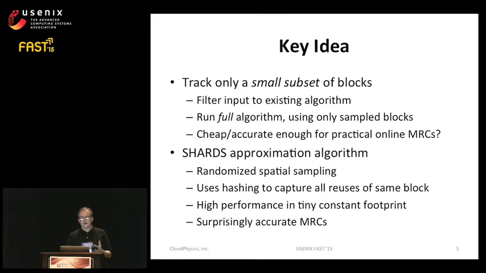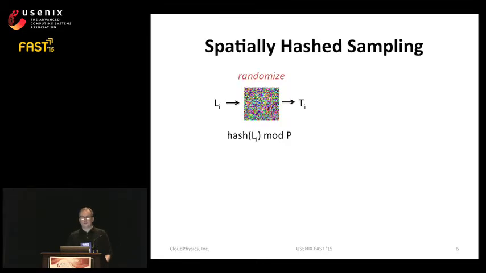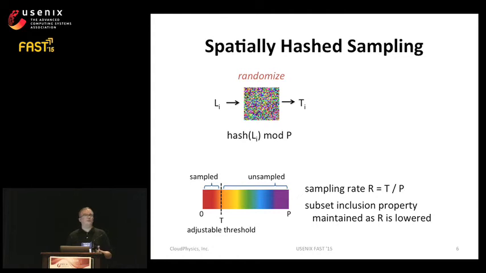Let's dive in and now take a look at how SHARDS works in a bit more detail. With hash-based spatial sampling, we use a hash function to take a reference to a location L, such as a logical block number, and map it to a hash value T sub I that's uniformly distributed over the range 0 to P, depicted here roughly as painting each location with a random color. Now let's look at the hash value space. A threshold T is used to effectively create two partitions, or shards, one of which is sampled and the other of which is ignored. The sampling rate R is simply the fraction of the hash value space that's sampled, or T over P. In practice, typical sampling rates are significantly lower than 1%.